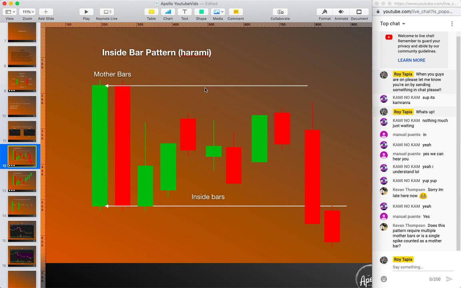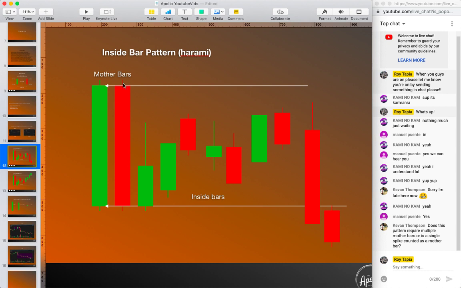I will tell you guys about the 3 truths that Azim was talking about earlier in the chat and Discord. And okay, does this pattern require multiple mother bars or a single spike counted as mother? What I do is just one. The only reason why I have these 2, Kevin, is just to let you guys know that it could be either a green candle or a red candle. It doesn't matter, as long as it's significant in size and the least amount of bars. I'll be showing you guys in the examples on Thinkorswim before we end this session. Let me know if you got that though, Kevin.